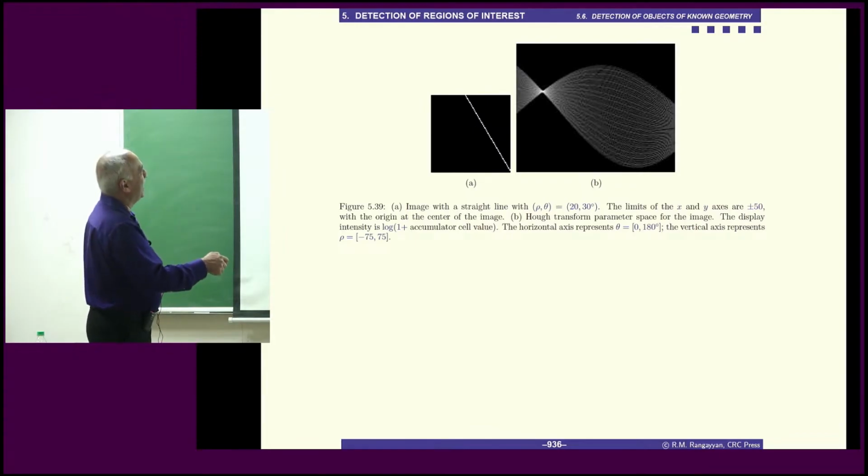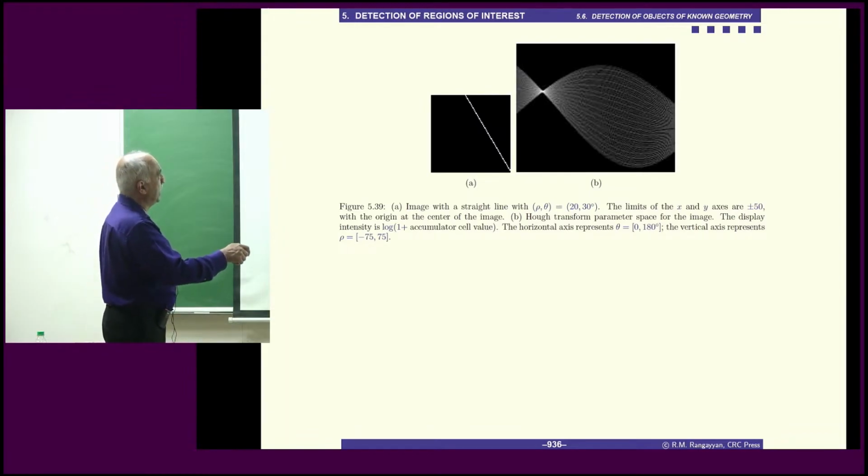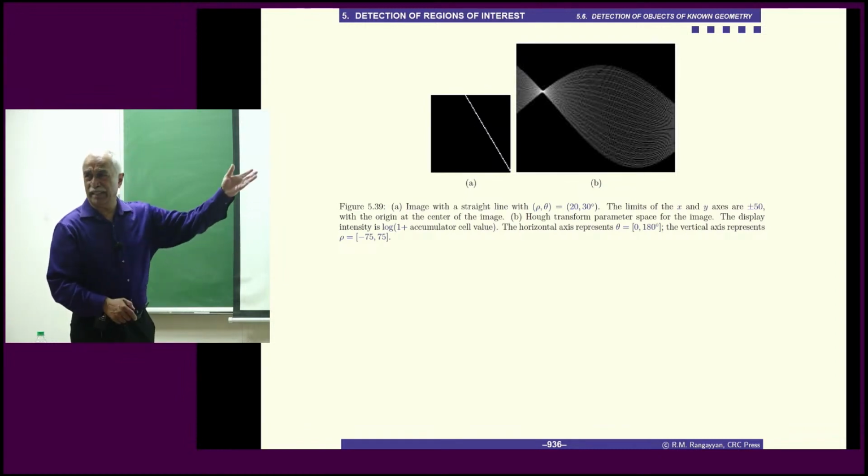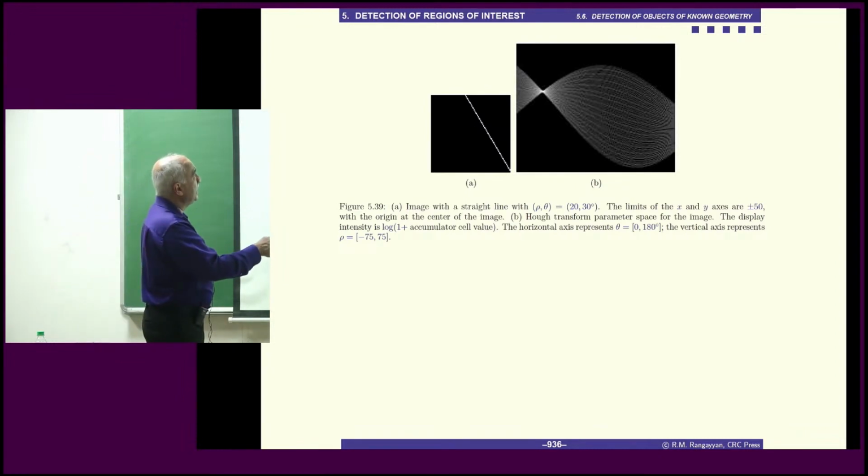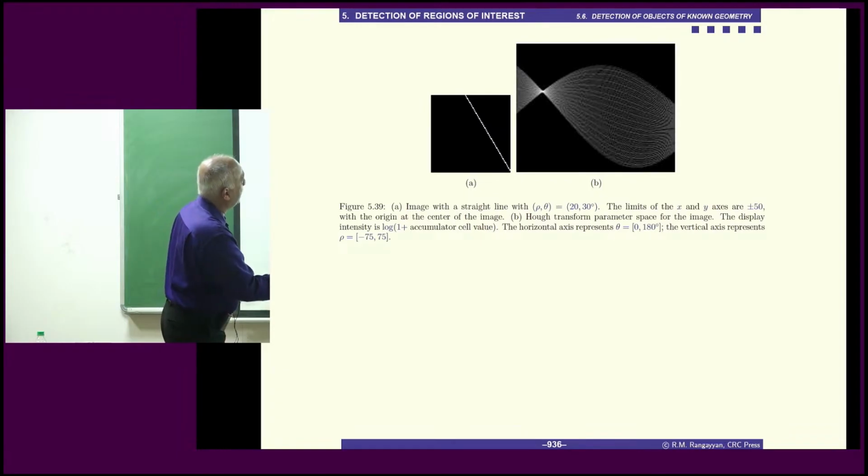So here's this line I made up, and every pixel here gives a sinusoidal curve here. This is the image space, this is the Hough space. So there are many pixels here and many sinusoidal curves, the x cos theta plus y sin theta, something that we saw. They all intersect here. So that gives you the rho and theta. Rho is 20, theta is 30 degrees.